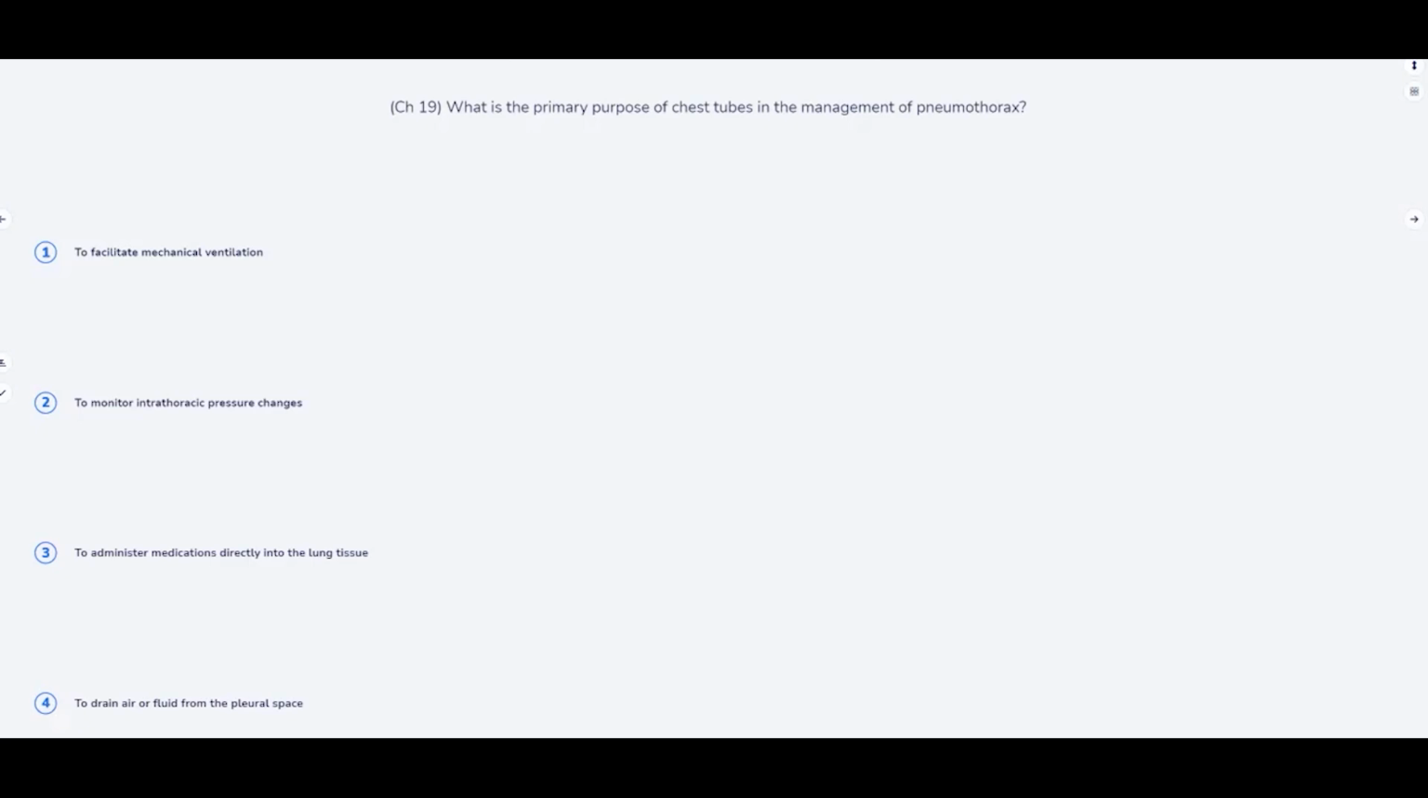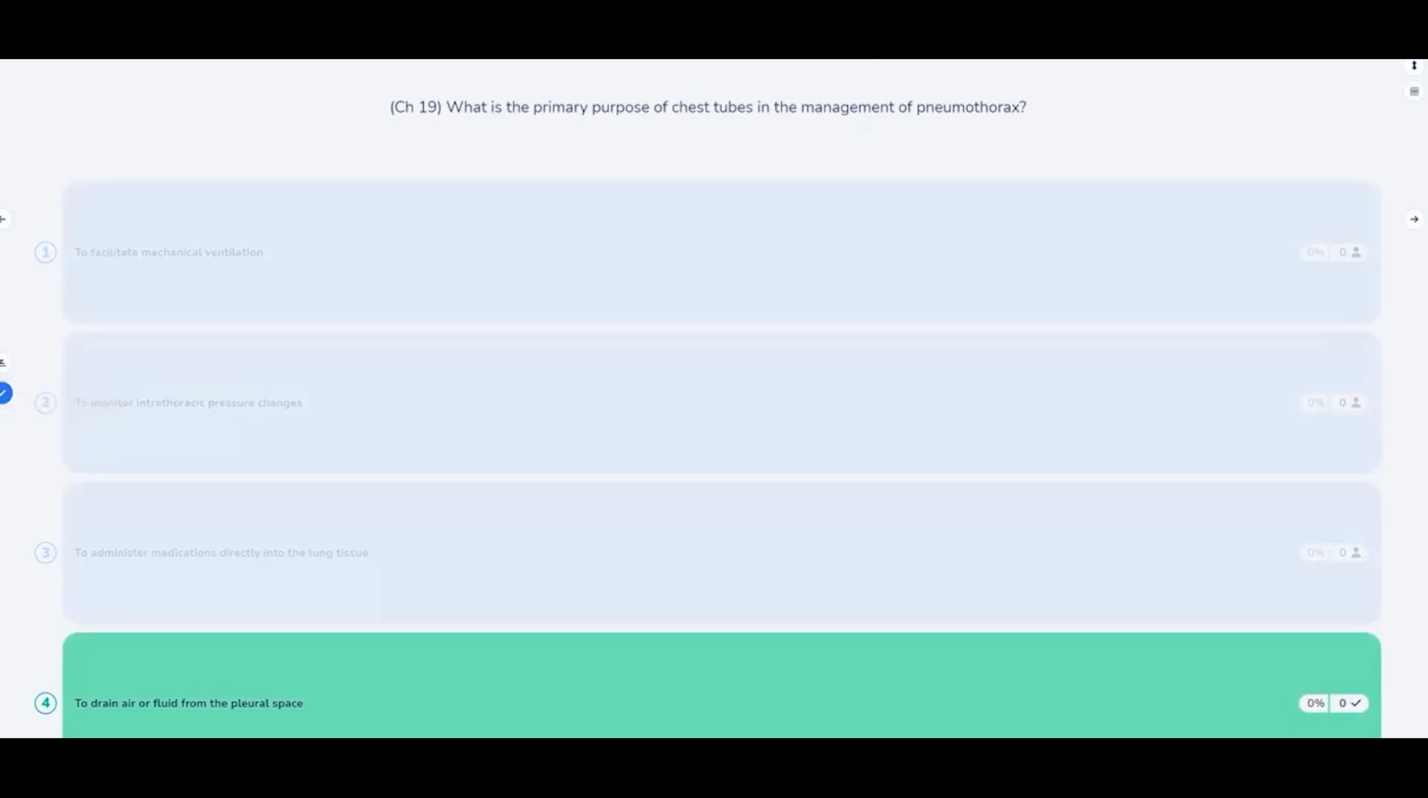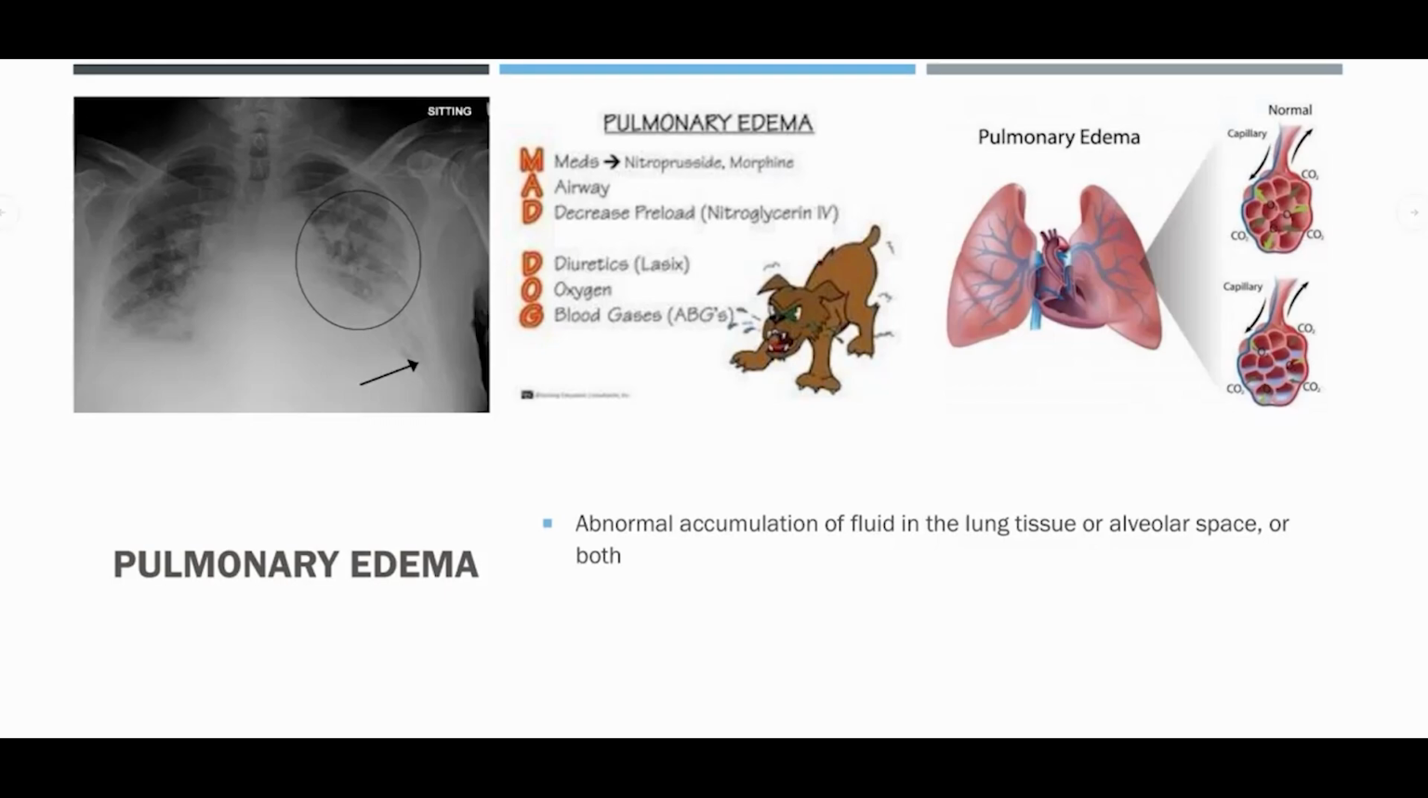So primary chest tube management of pneumothorax. What's the primary purpose? You answered number 4, drain fluid or air from the pleural space, correct. Pneumothoraxes. Other conditions, pulmonary edema. This is related to fluid buildup in the lungs. MAD DOG is a nice acronym for that. With this, think airway, decrease preload or increase venous return.